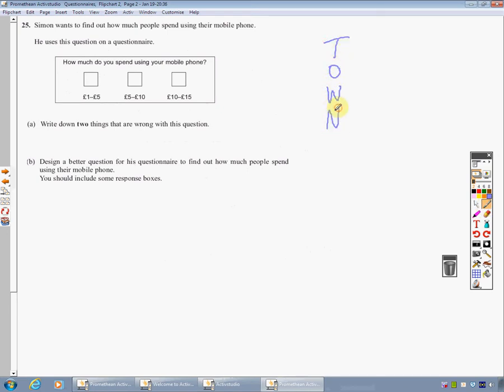Now I'm going to read the question. Simon wants to find out how much people spend using their mobile phone. He uses this question on a questionnaire. How much do you spend using your mobile phone? 1 to £5, 5 to £10, 10 to 15. Write down 2 things, really important there, because although I said it's a very straightforward question, quite often I see people just write one thing. Just say, write down 2 things that are wrong with this question.